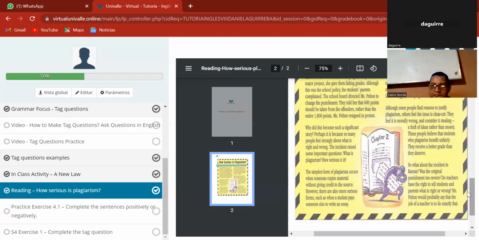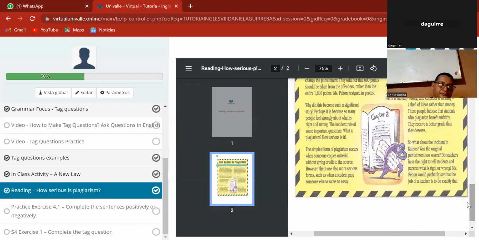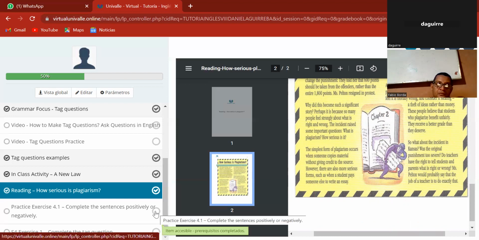So what about the incident in Kansas? Was the original punishment too severe? Severe. Do teachers have the right to tell students and parents what is right or wrong? Miss Pelton will probably say that the job of a teacher is to do exactly that. Exactly. This is something moral: how to create a conscience in order to respect the property of writers.